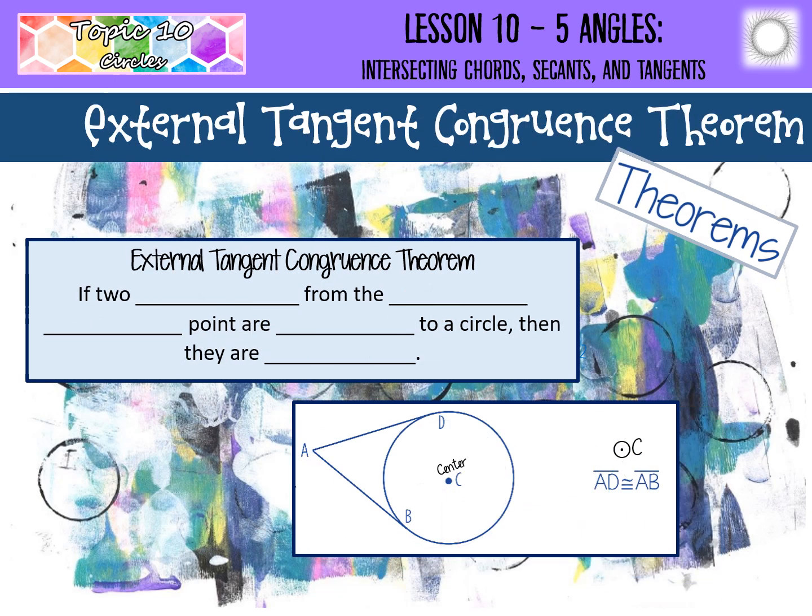Exterior tangent congruence theorem. If two tangents from the same exterior point, like point A, are tangent, there are our points of tangency, to a circle, then they're congruent to each other. So in circle C there, we have a tangent AD and a tangent segment AB. And since they both are coming from point A, their lengths are the same.